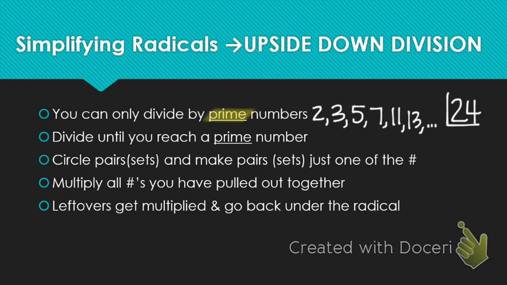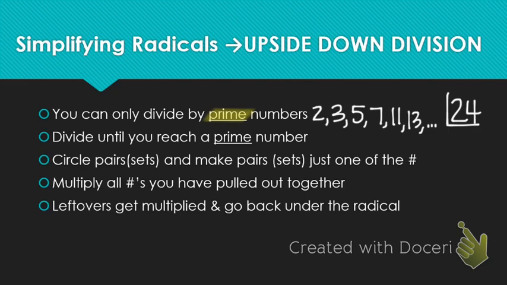The third thing we're going to do is circle pairs or sets. Now this is where the root matters. If we're looking at a square root problem, then we're looking for pairs. But what happens when our root goes up to a 3 or to a 4? Well, I'm looking for either sets of 3 or sets of 4 or sets of whatever my root might be. So we're circling pairs and we're making those pairs just one of that number. And we'll see this here in just a second.